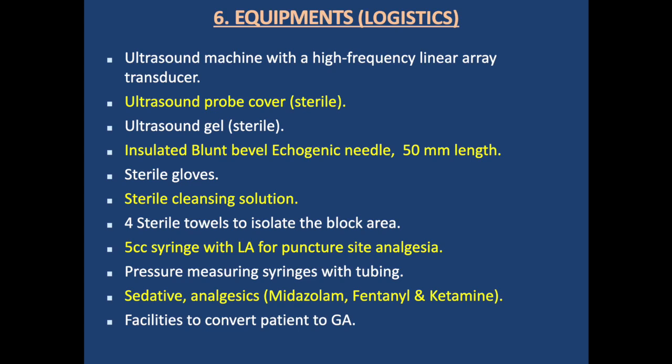We need pressure measuring syringes with tubing to detect intraneural placement, which shows higher pressure in the syringe, and an indicator showing high pressure. Usually we need sedatives, analgesics, midazolam, fentanyl and ketamine. We use conscious sedation or pseudoanalgesia. Normally I practice analgesia sedation after testing the block. There should be facilities available to convert to general anesthesia if required.